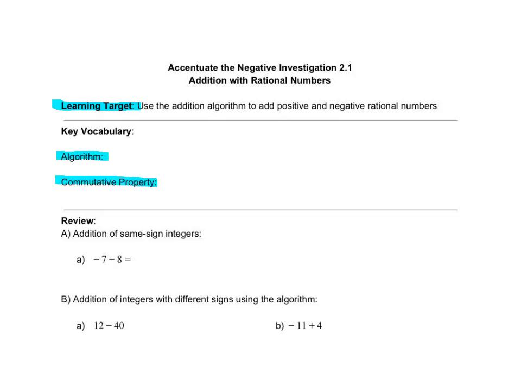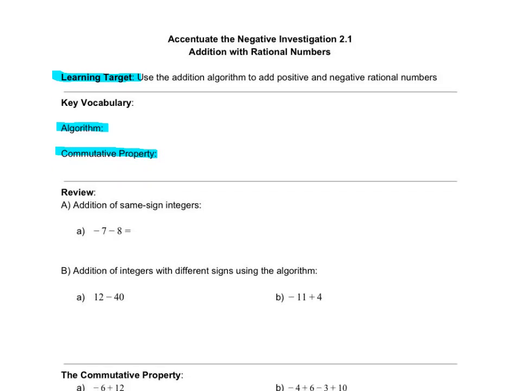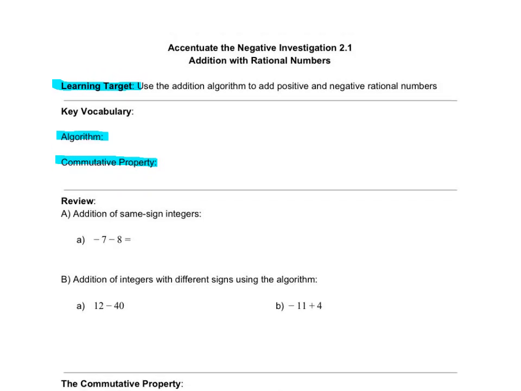Now, I know we usually define vocab at the beginning, but I'm actually going to wait until we have finished these review sections, and then we'll go back up and define those together. So now let's look at review. The addition of same sign integers.